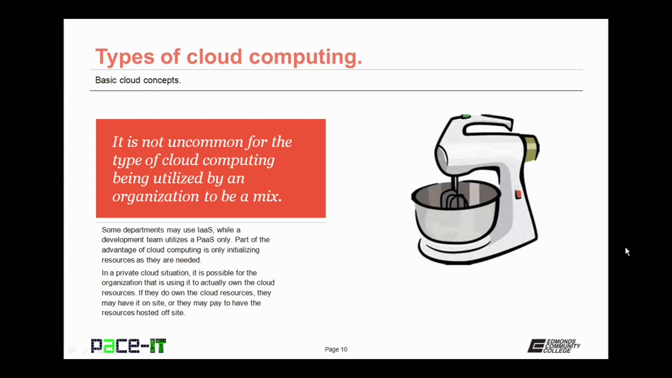In a private cloud situation, it is possible for an organization that is using it to actually own the cloud resources. If they do own the cloud resources, they may have it on site, or they may pay to have those resources hosted off site. That way they can offload the maintenance cost of maintaining those resources.